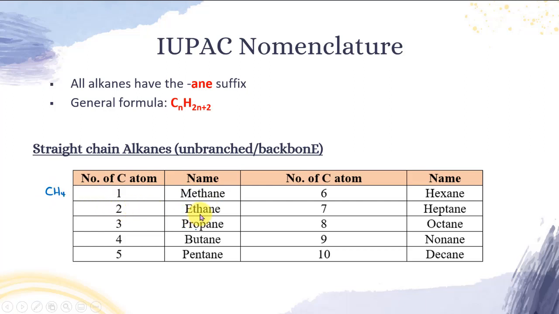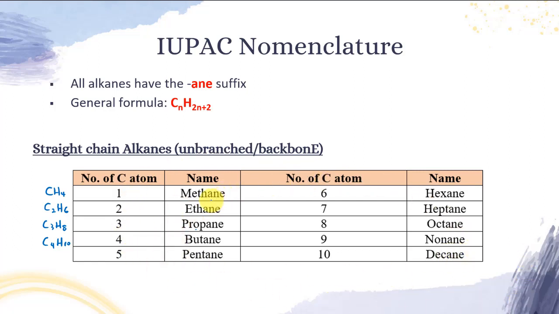Two carbons is ethane, with the formula C2H6, then C3H8, C4H10, and so on. So we have methane, ethane, propane, butane, pentane, and then six carbons hexane, heptane, octane, nonane, decane. You have to memorize all these first 10 alkanes.